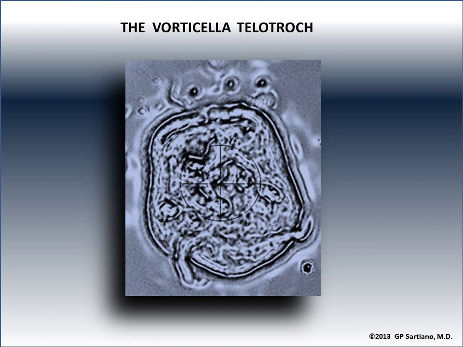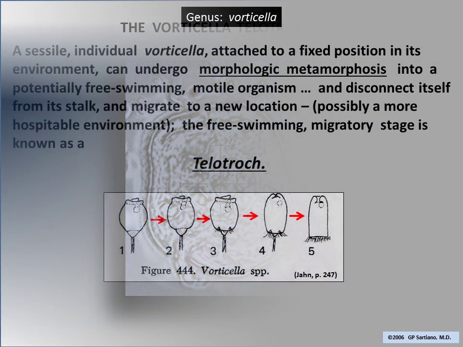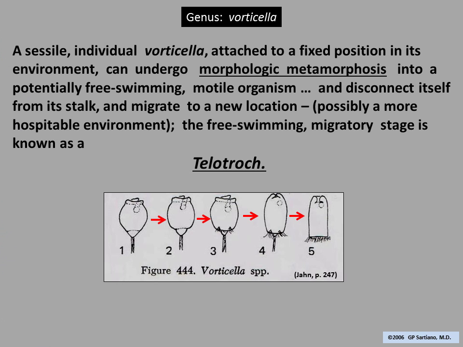The vorticella telotroch. A sessile individual vorticella attached to a fixed position in its environment can undergo morphologic metamorphosis into a potentially free-swimming motile organism and disconnect itself from its stalk and migrate to a new location, possibly a more hospitable environment. The free-swimming migratory stage is known as a telotroch.